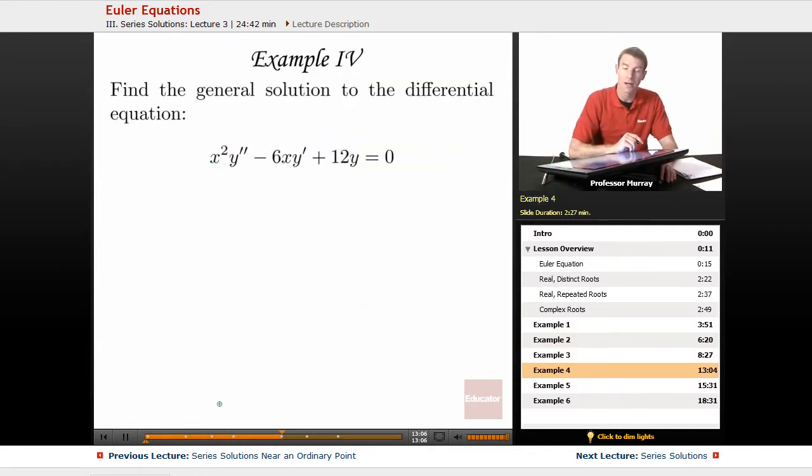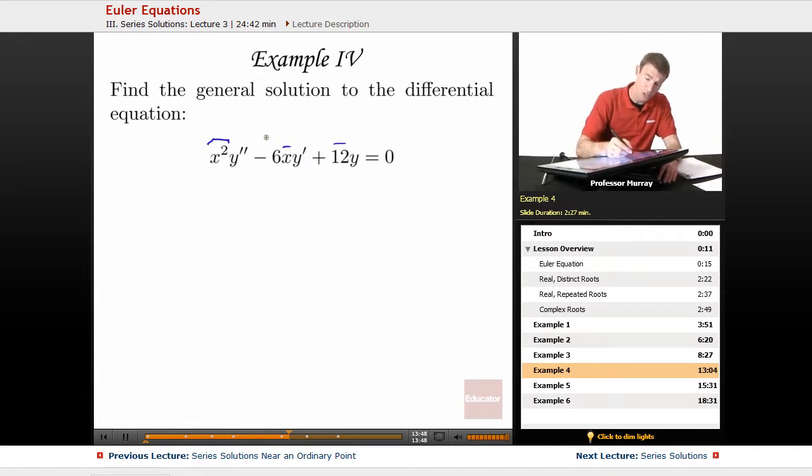So for example 4, we've got x squared y double prime minus 6xy prime minus 12y equals 0. Again, we first check that this satisfies the properties of being an Euler equation, those descending powers on x: x squared, x, and a constant, x squared, x to the 1, x to the 0. Remember, it's got to fit that format exactly to be an Euler equation. If it doesn't fit that format, then you're really out of luck. You've got to use some other technique, which will almost certainly be more complicated. So it's worth checking if something is an Euler equation. If so, these things are really pretty quick to solve, but if not, then you're going to have to do something that's probably going to be much more lengthy.